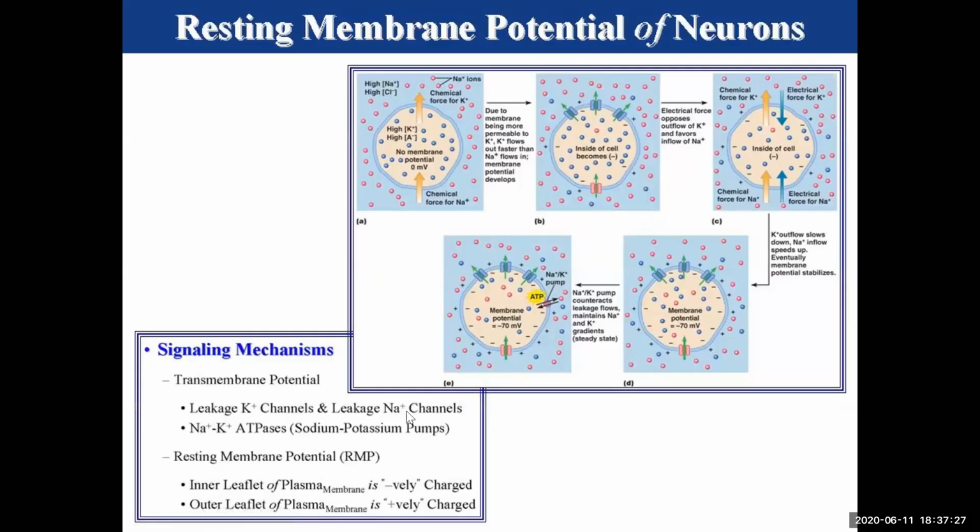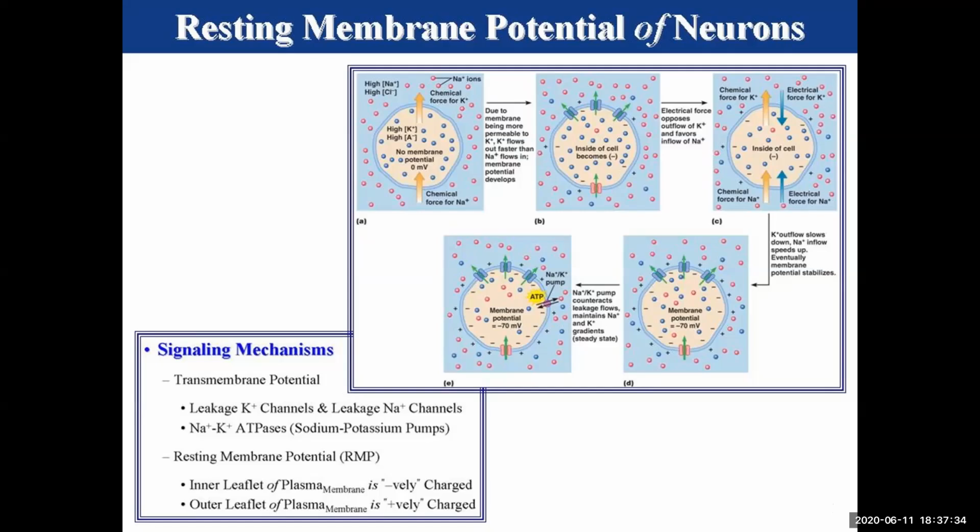Now, let's talk about resting membrane potential. The plasma membrane, the cell membrane, or the phospholipid bilayer of neurons can be used to store potential energy, can be used like a mini microscopic battery.